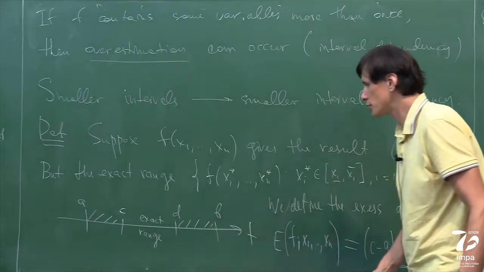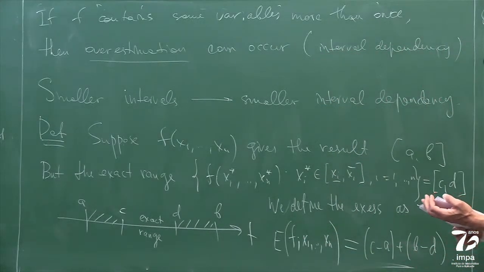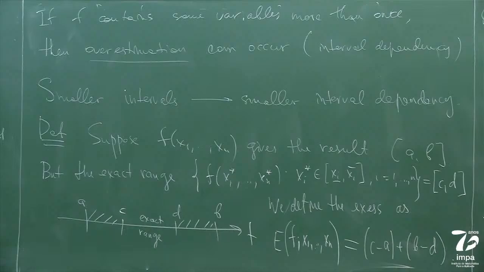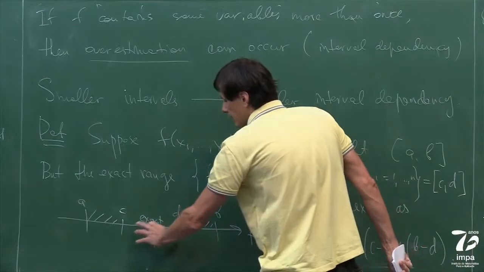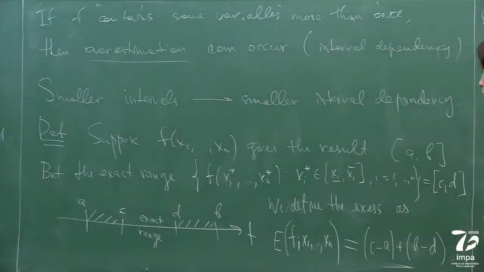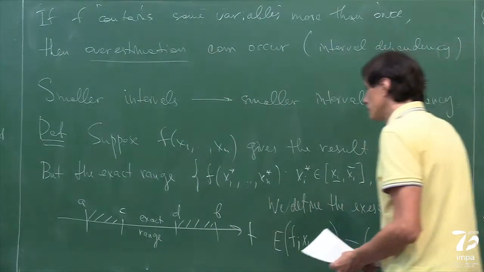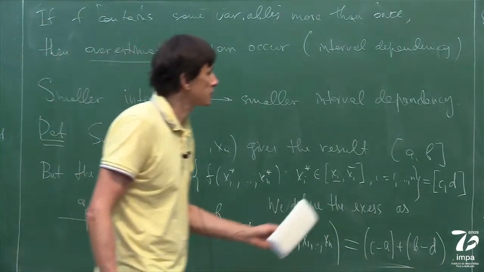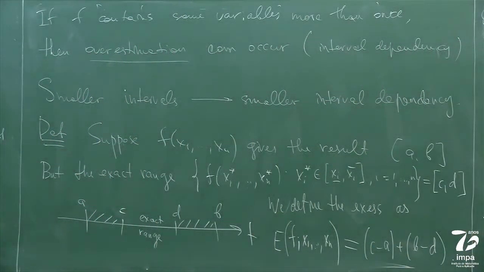So this is a value which gives you how bad your algorithm is compared to the best possible way. The best possible is when you get the exact range of the function, and your algorithm probably cannot do it. It gives you a bigger interval, so the excess is exactly the measure for how big it is.